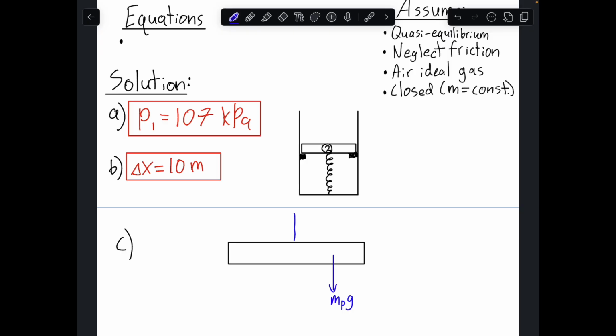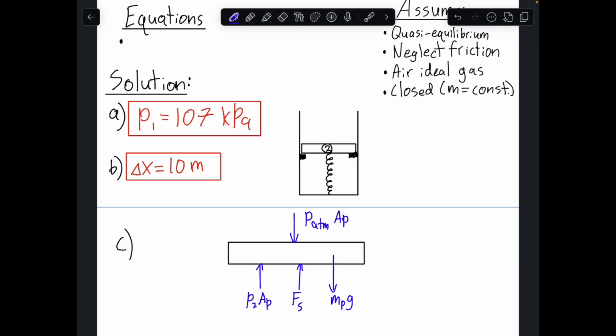And then also a pressure force, due to the atmospheric pressure on the top face pointing down. So this will be a negative force. And then we'll have the pressure of the gas, but now it will be a different pressure, P2, and we'll multiply that times the area of the piston. And now we have to worry about the spring force as well. So I will draw an F spring pointing upwards.